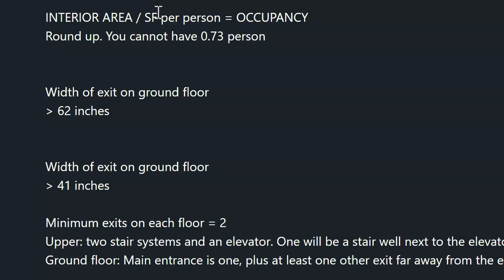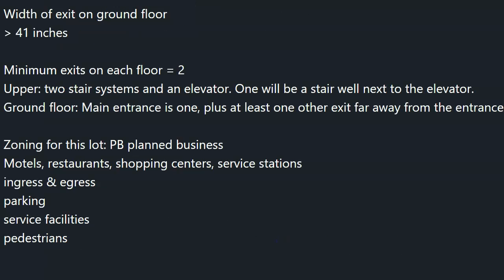And so for our ground floor, or for the entire building, we need to have 62 inches or more of exit. And for our upstairs, we need to have at least 41 inches of exit. So what this means for us, as far as design, is we need to have 2 exits on each floor. Upstairs, we're going to use 2 stair systems, one next to the elevator, and I would suggest having another one somewhere else. And then on the ground floor, you need the main entrance plus at least one other emergency exit far away from the entrance. You wouldn't want to put those next to each other because it doesn't make sense.